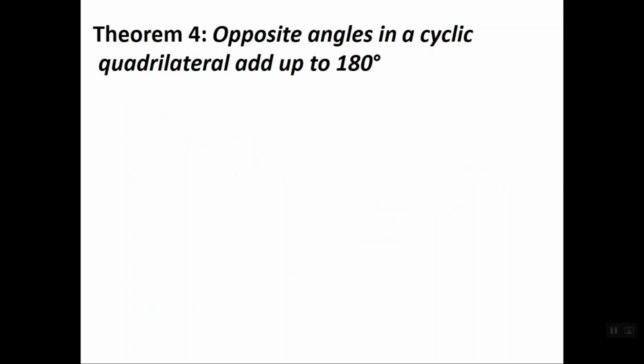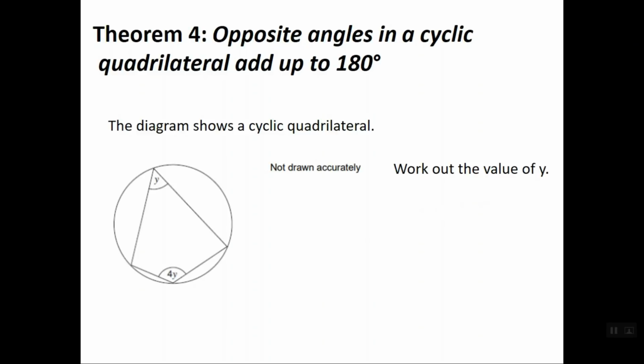Now let's look at another example involving this same theorem. It says, the diagram shows a cyclic quadrilateral. Work out the value of y. I love this question, guys, because it gives you the opportunity to use your algebra skills. Now, we know that these two angles, y as well as 4y, must sum to 180 degrees. So I write y plus 4y is equal to 180 degrees. And all I'm doing now is applying my algebra skills to solve a simple equation.